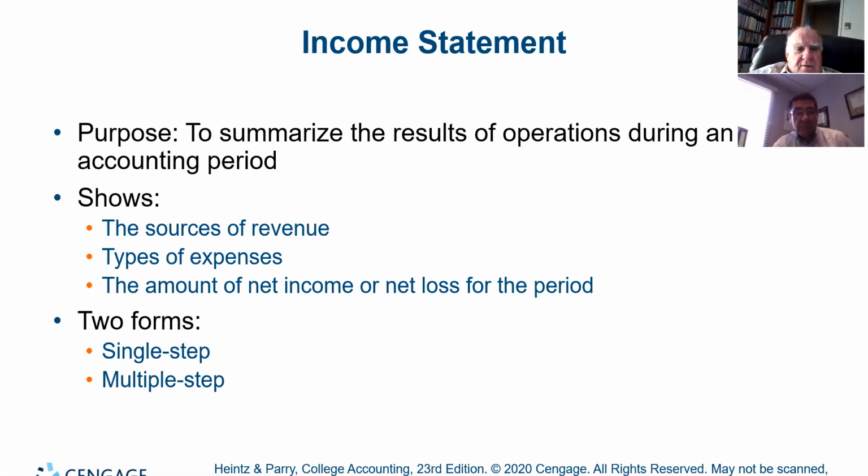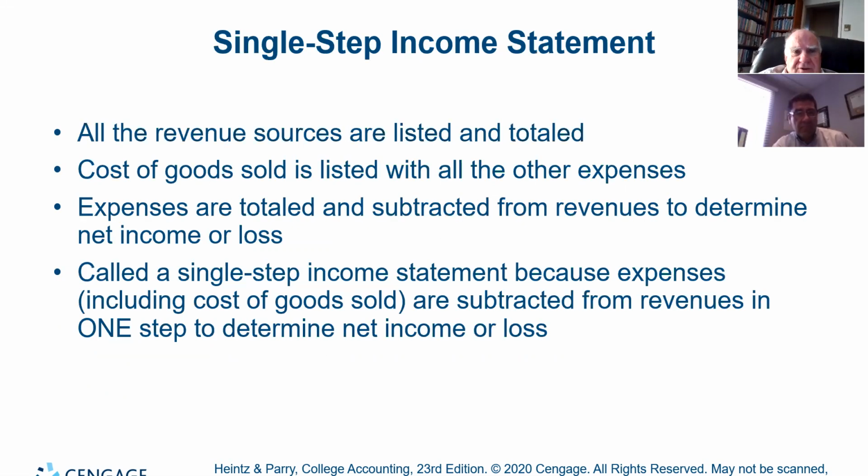So the income statement, we know what that is. It's to summarize the results of the operation. It is not a snapshot in time. It's what happened over a month's period or a year, whatever. And the single step is what we've done all semester. Let's look at the multi-step.